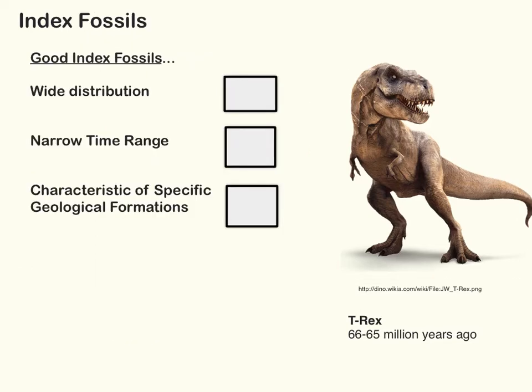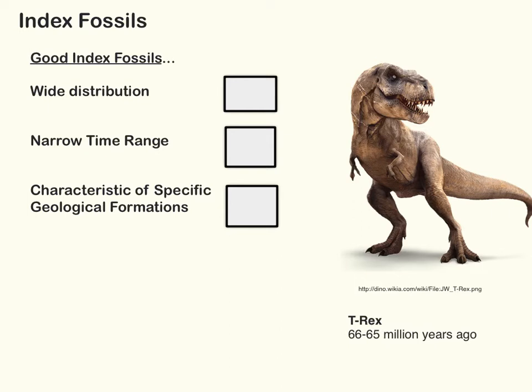Index fossils can tell us a lot about life in the past, especially when we're thinking about extinctions. So index fossils are fossils that have a wide distribution over a narrow range of time and are characteristic of specific geologic formations. So is the T-Rex a good index fossil?